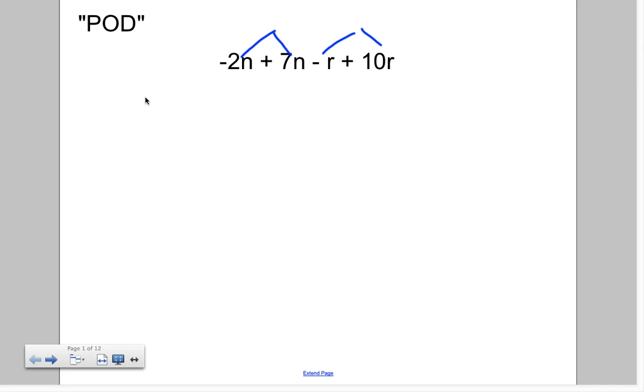Dylan, what do you got? 5n plus 9r. All right, so we're going to put these n's together, we get 5n. We put these r's together, we're going to get positive 9r. And remember, you have to have an operation symbol between the two terms. This connects these two terms.